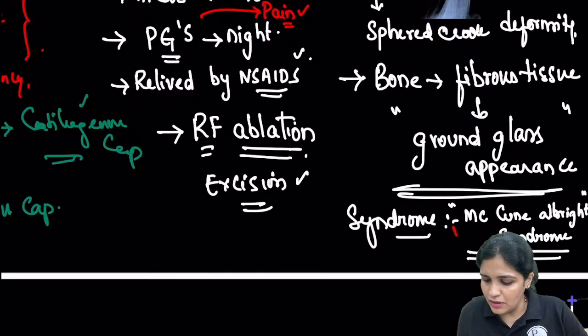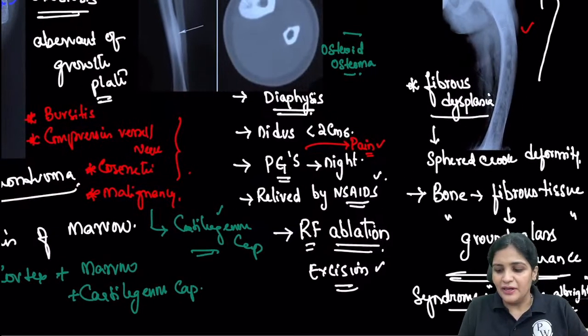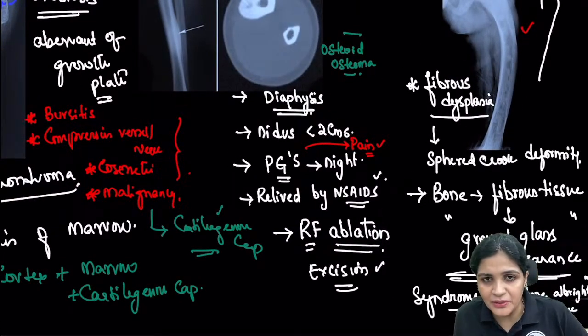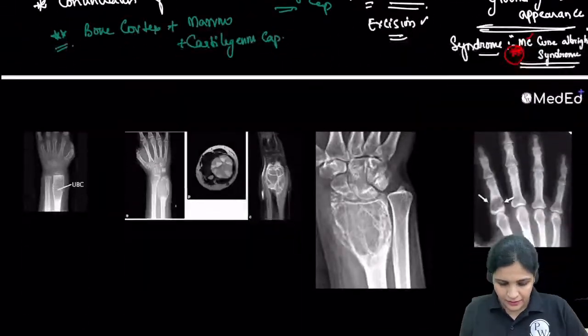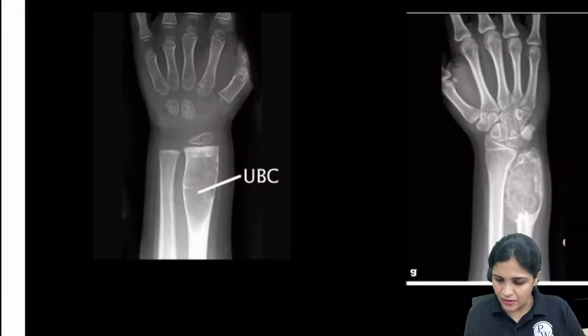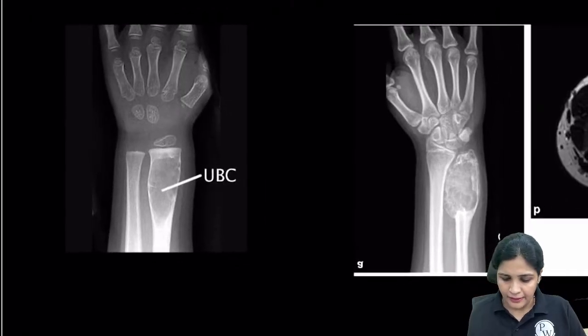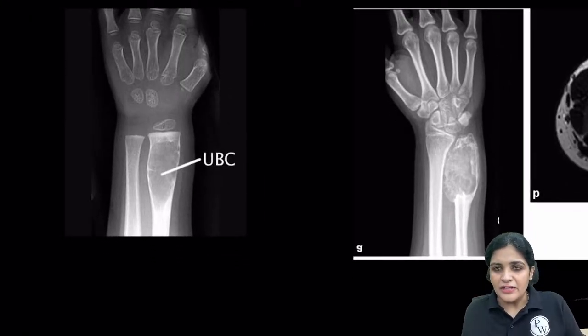Again, this is also an MCQ, right? They put up this X-ray and they will ask you to identify what is the syndrome associated with it, and the answer would be McCune-Albright syndrome. Is that fine? Okay, then the next one, it has been already mentioned here. So these are all the benign tumors what we are discussing.